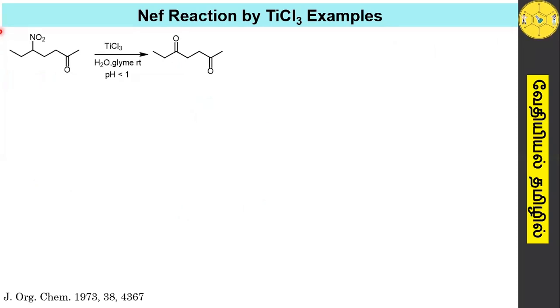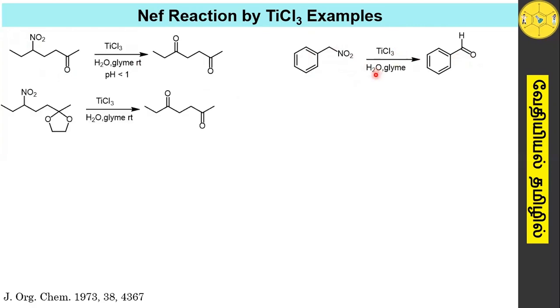The first reaction: here you see a compound having a nitro group. When you treat it with titanium trichloride and water under aqueous condition, it readily produces the corresponding carbonyl compound. And similarly, this compound can also be easily converted into the corresponding benzaldehyde using this reaction condition. So this is one of the interesting examples.